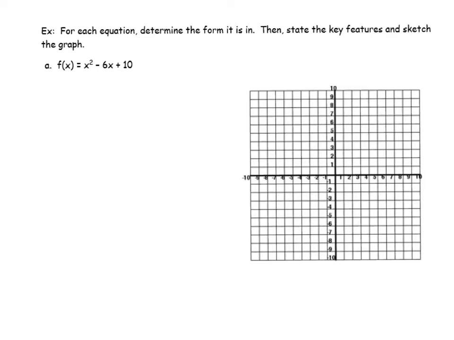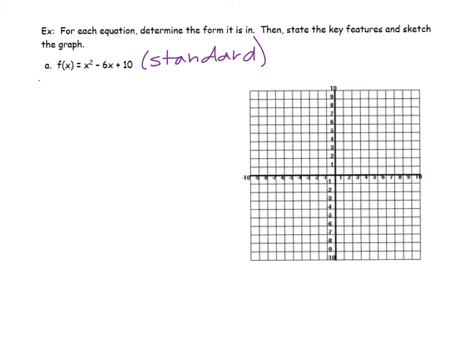For each equation, determine the form it's in. Then state the key features and sketch the graph. Looking at example A, f of x equals x squared minus 6x plus 10. It's in the form where x squared is first, x is second, and the constant is third. This is known as standard form. We'll follow the process in that first column to sketch the graph.